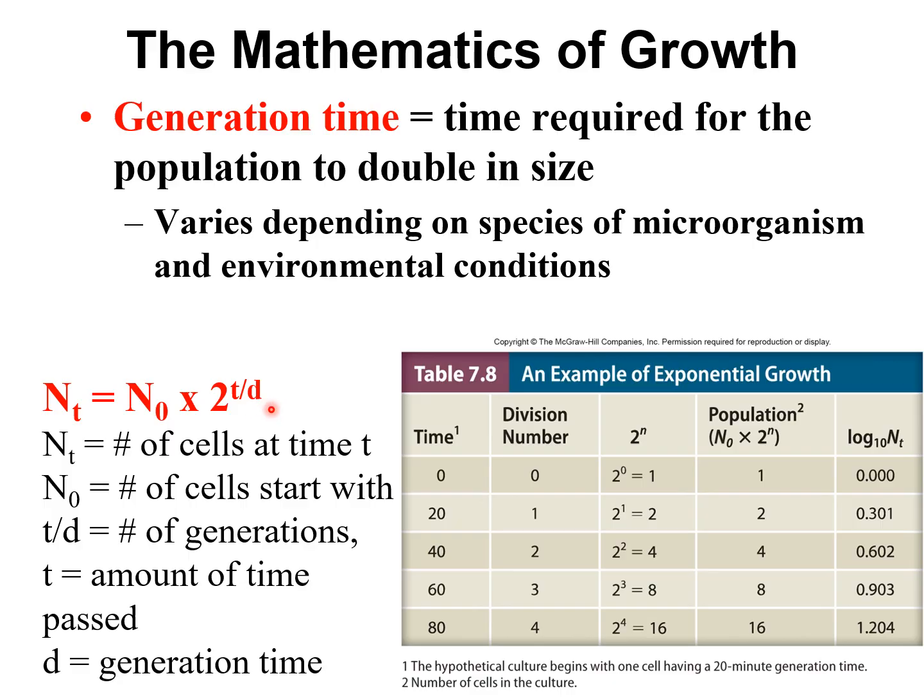And the reason they put a d there is because the population is going to be doubling in size every generation. And then here's just a little table, showing you that we've got a generation time of every 20 minutes. And you can see that the population is going to double in size every generation. So you start with 1 cell, doubles to 2, and then that'll double to 4, and so on.